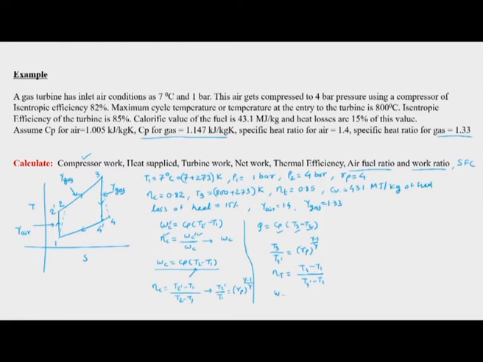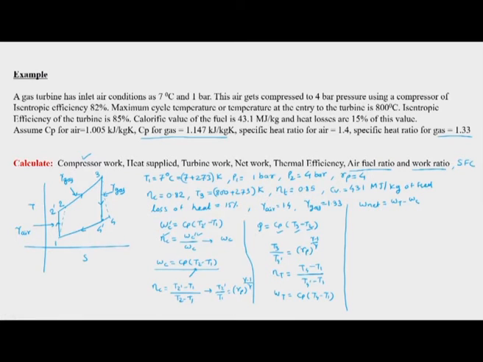Once T4 is known, we can find out turbine work as Cp into T3 minus T4, and this T4 is obtained from turbine efficiency, but this Cp is Cp for gas. Again this has to be remembered. So using this we can find out W net, which is turbine work minus compressor work.